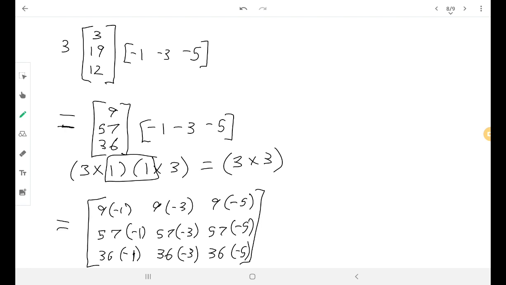I will leave you with a little tidbit to think about. What if we had done the 3 times this one instead? Would it have turned out the same? So I invite you to just contemplate that. Just think about that.